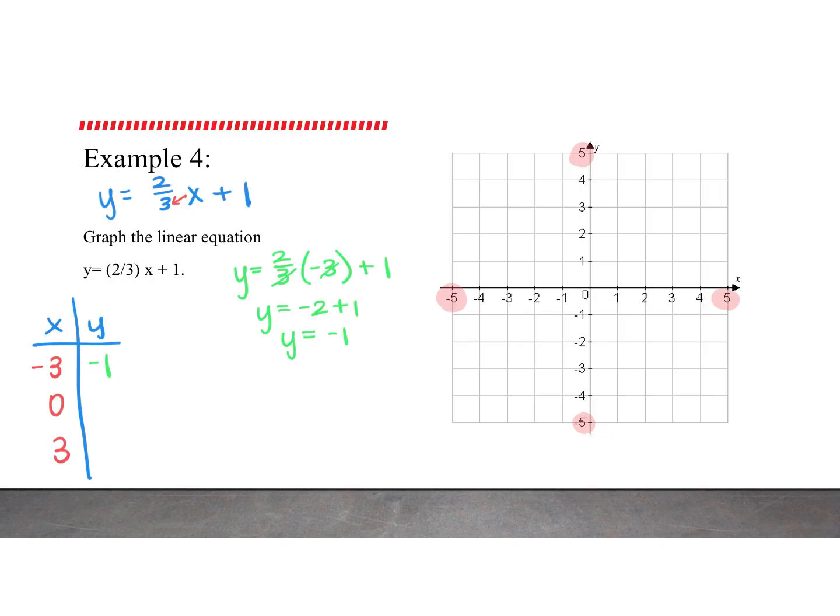And then I'm going to do this again with my next x value. So 2/3 times 0. 0 times anything's all going to cancel. So I'm left with a 1.